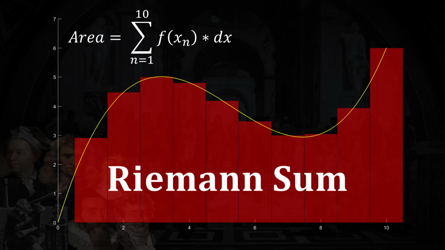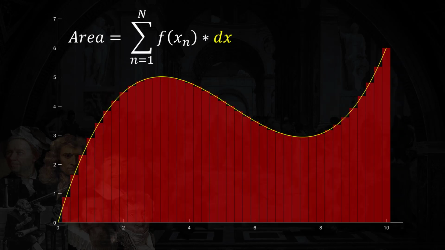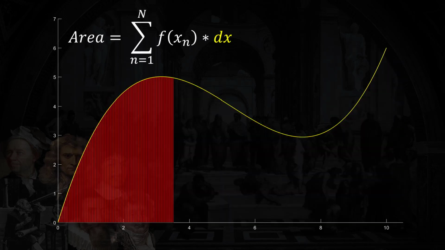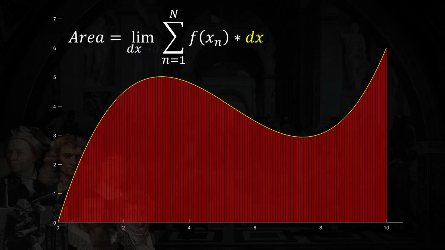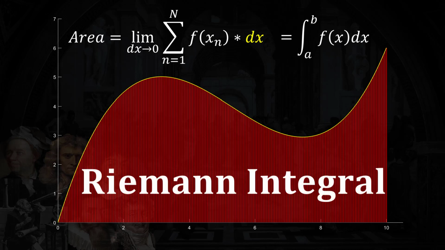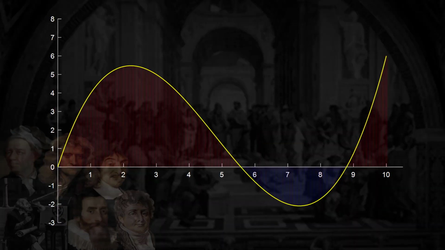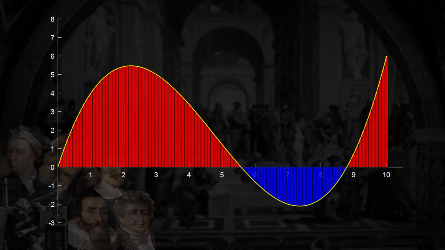This is the Riemann sum, which is an approximation. However, if the size of the bars gets thinner, then the approximation gets better. What Riemann said was if the width dx approaches 0, the approximation will be the same as the true area found by the integral. This is the Riemann integral. So the integration of any complex function can be fairly well approximated if enough segments are used.